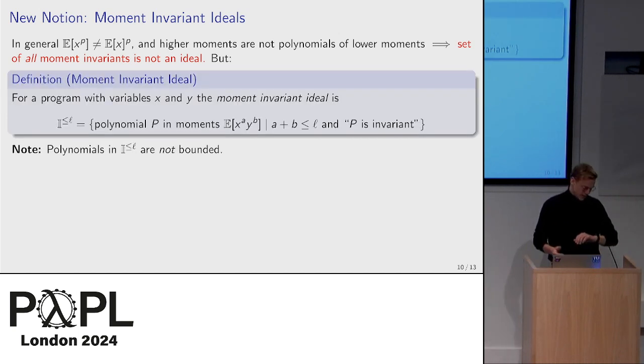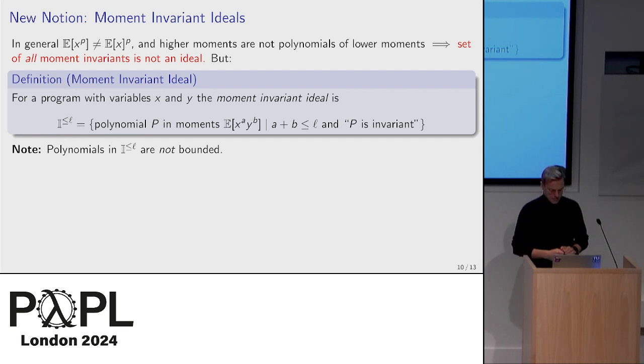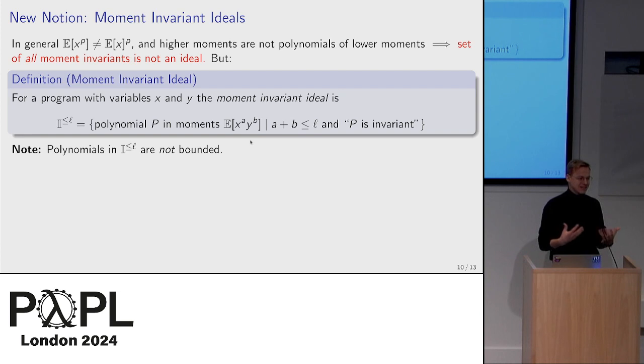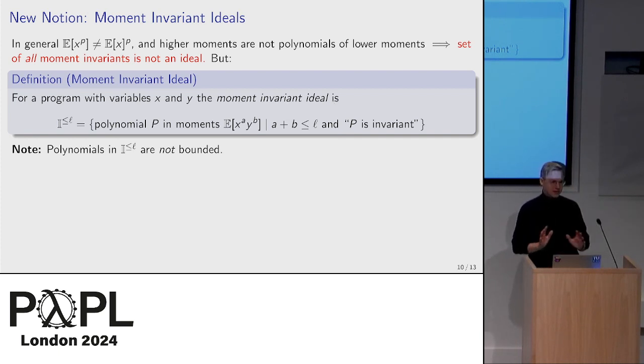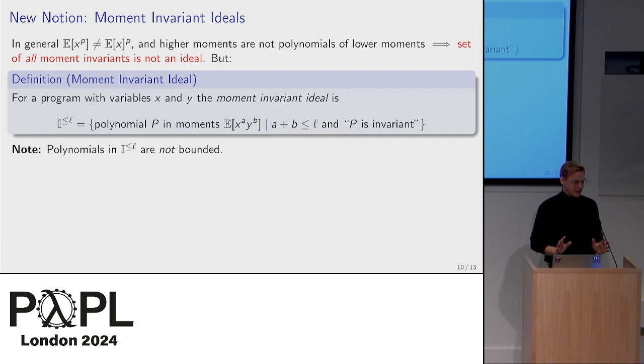But as illustrated in the previous example, if we consider all polynomials among a fixed set of moments, for instance, moments up to order 2 or 3 or 4, then this actually does form an ideal again, and we can do something because it has a finite basis. But please note, it's a common misconception, we do bound the moments, but we do not restrict the degree of the polynomial. So this is still an infinite set. It's an infinite set of invariants among a fixed set of moments.